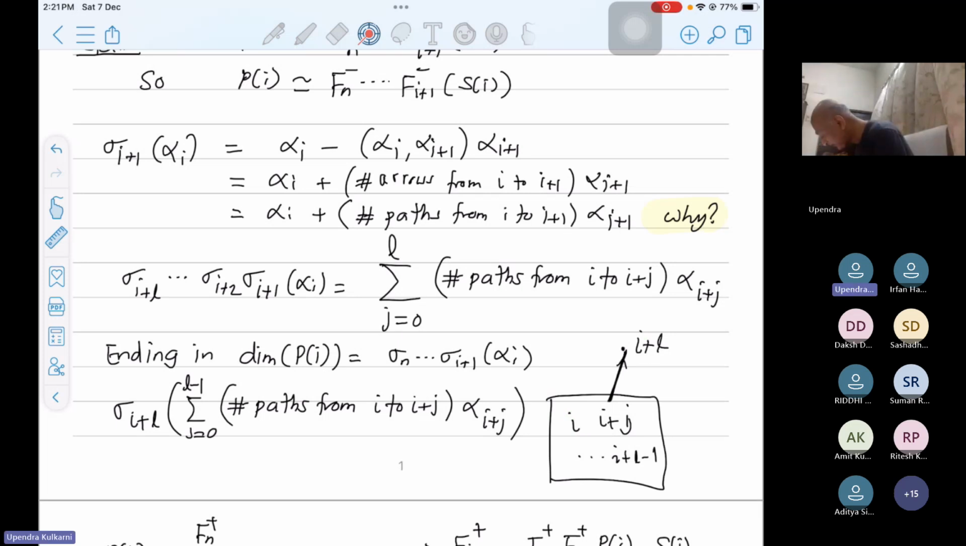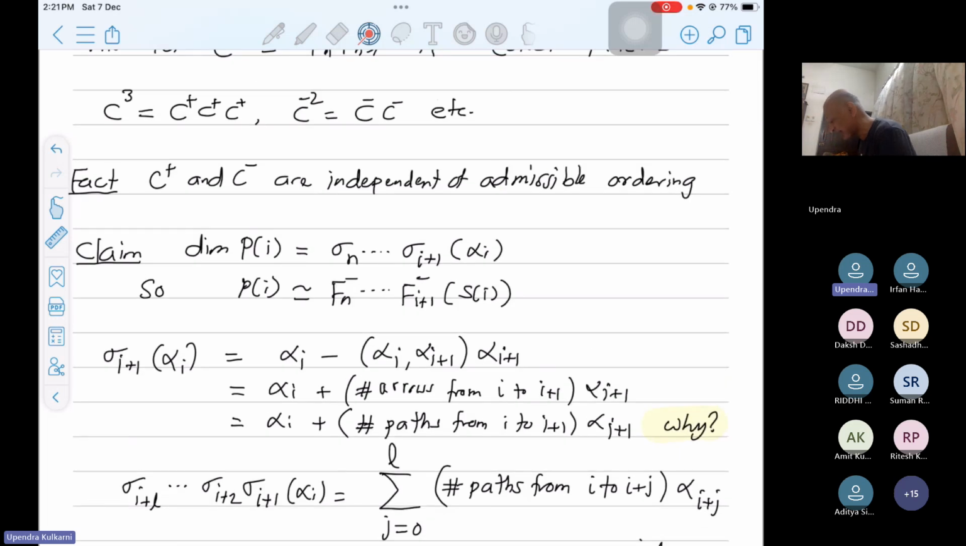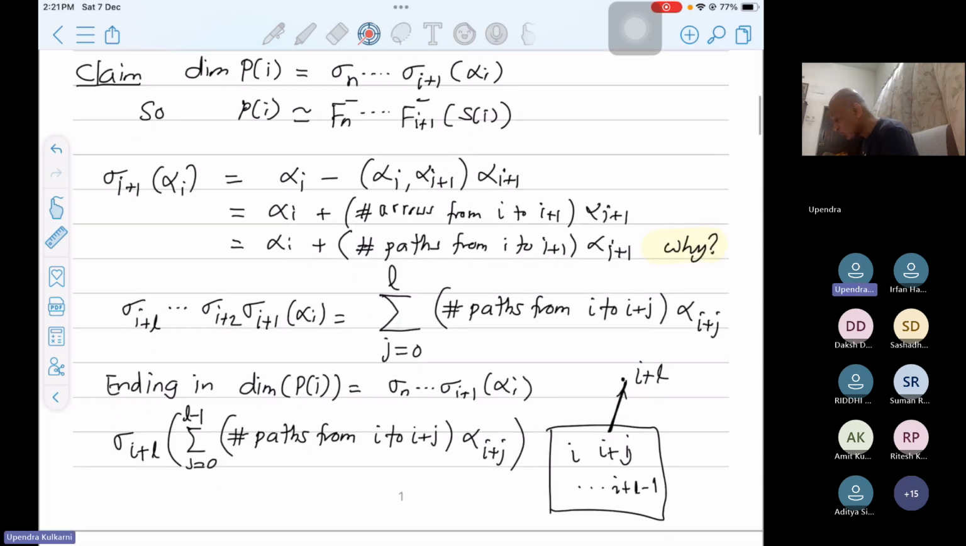Every path from I to I plus L can go only through these vertices for the same admissible ordering reason that I have. So this is really the only place where some kind of combinatorial work happens. All right. So I claim that now I have proved this result by induction, the first one.